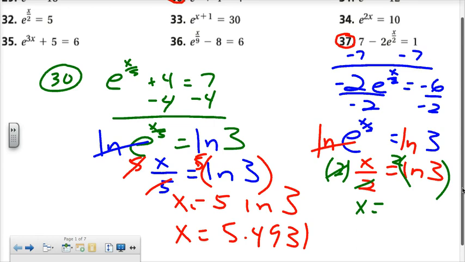So over here we'll have x, and on the other side 2 times the natural log of 3, and that will give us 2 times natural log of 3 on the calculator is 2.1972. And there it is. So with these, just remember, you have to isolate first, and then use logarithms, natural logarithms in this case, to undo that base of e.